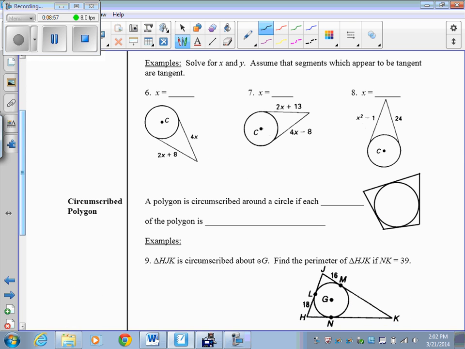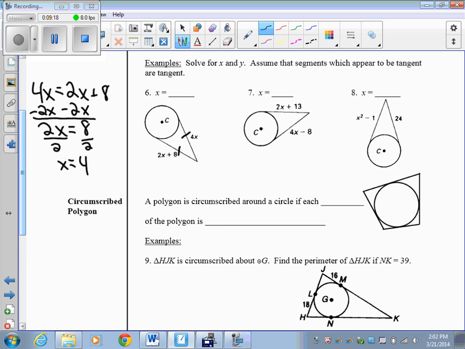Solve for x and y, assuming that the segments which appear to be tangent are tangent. So our last little theorem here says that 4x is going to be equal to 2x plus 8. So we just solve for x. We're going to subtract 2x. 2x is equal to 8, and we're going to divide by 2. x will be 4. We're going to do something exactly the same for 7, which I want you to do on your own. We're going to do 8 together, though.